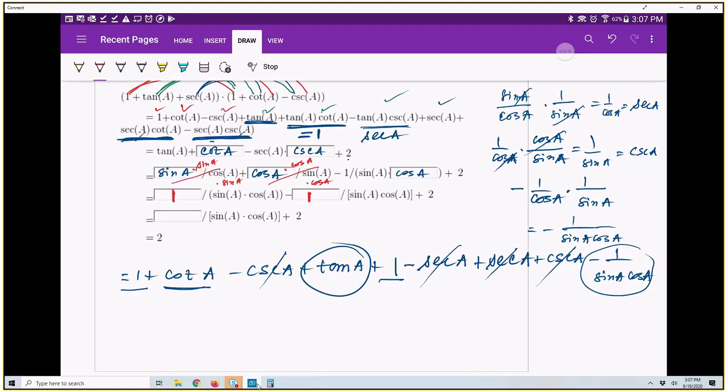So what we get is 1 minus 1 over sine A times cosine A, and that is a 0, so this first term is 0, so the only term remaining is 2. And that's how we will prove that the given expression is equal to 2.